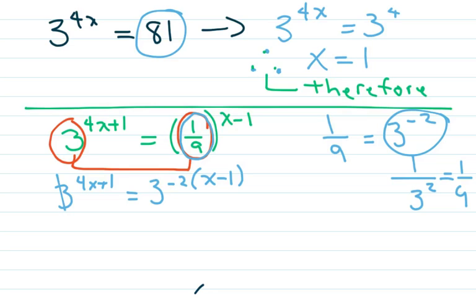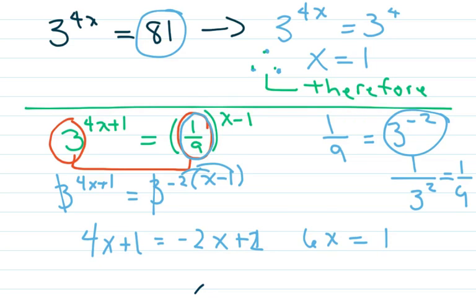Now, since my bases are the same, I don't need to look at those anymore. And then I have 4x plus 1 equals negative 2x plus 2. All I did was distribute here. I'm going to combine like terms. I'm going to add 2x to both sides and get 6x. I'm going to subtract 1 from both sides. Oh, this should have been plus 2. Alright, so when I subtract 1, I get 1. So therefore, x equals 1/6. And again, you could plug that in and check that out.